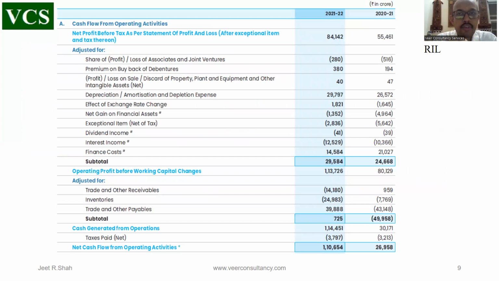So this is the cash flow from operations of Reliance Industries Limited. You can see over here that you start from net profit before tax. Then there are so many adjustments made over here, this part. Then you get the operating profit before working capital changes: how much money have you generated by doing business before you have invested in your working capital requirements. Then you adjust for the working capital, so you get the cash generated from the operations. Minus the tax paid, you get the net cash flow from operations. That means how much amount have you generated by doing pure business after you had invested in your working capital.